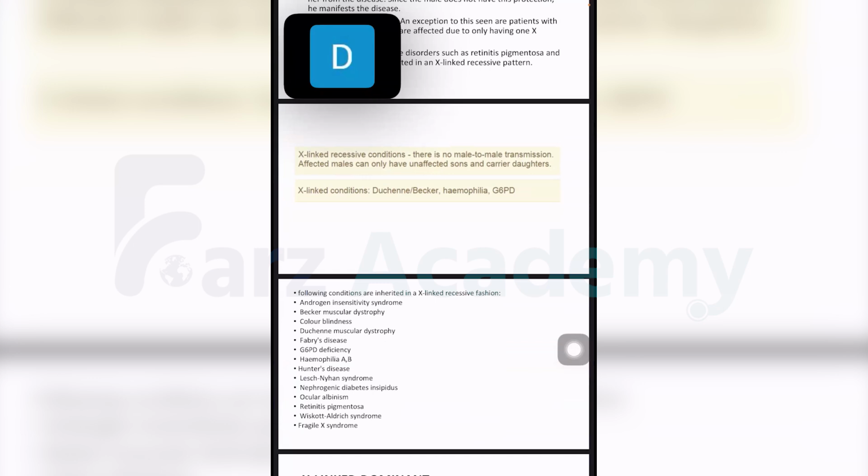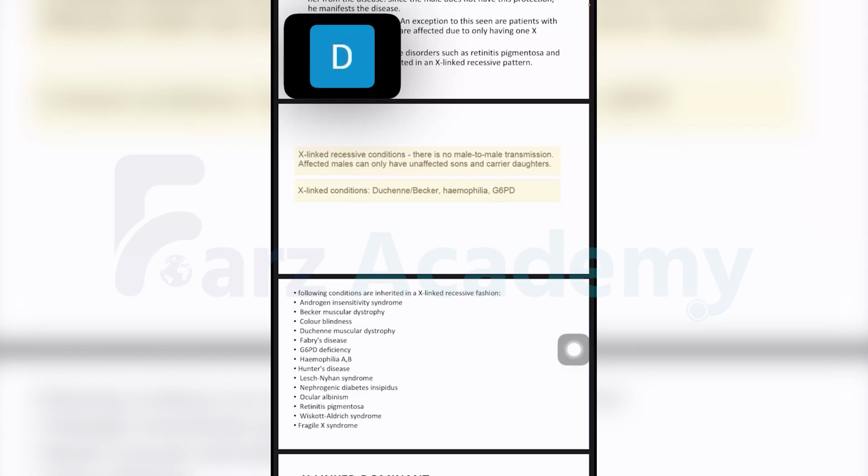Affected males can only have unaffected sons and carrier daughters, right? Carrier daughters, because again for a recessive condition, I need two abnormal X in the daughter. But if I have an affected male and I assume the female is normal, then I don't have two abnormal alleles of X, and that is why my daughters become carriers.